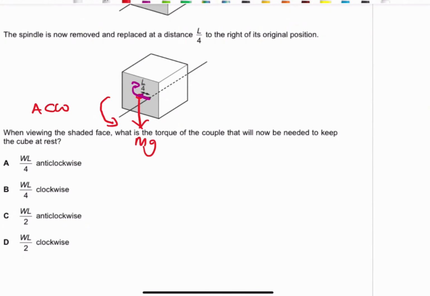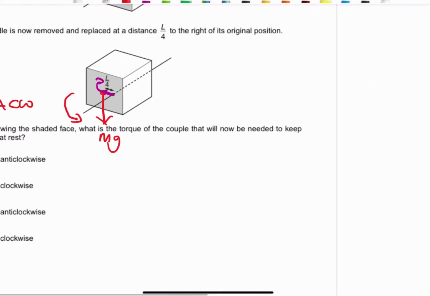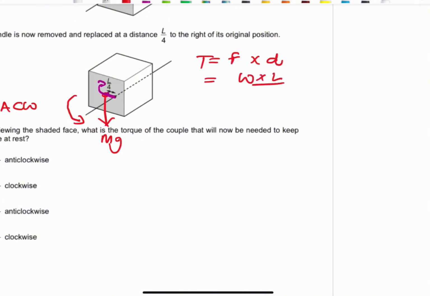If you've seen a watch, if it sweeps in that way, that's clockwise, like 1 a.m., 2 a.m., 3 a.m. If your watch was to sweep in the other direction, that would be anti-clockwise. So to find the moment, I know that torque is equivalent to my force multiplied by my distance, which is going to be W multiplied by L/4. But this is going to be anti-clockwise.